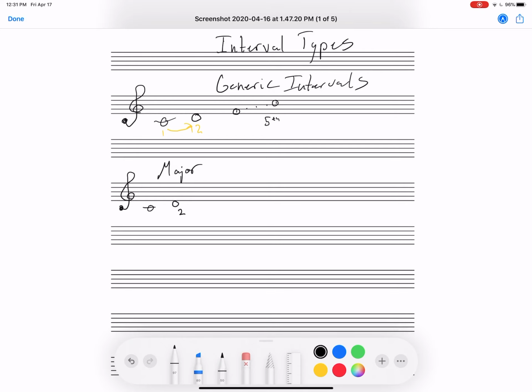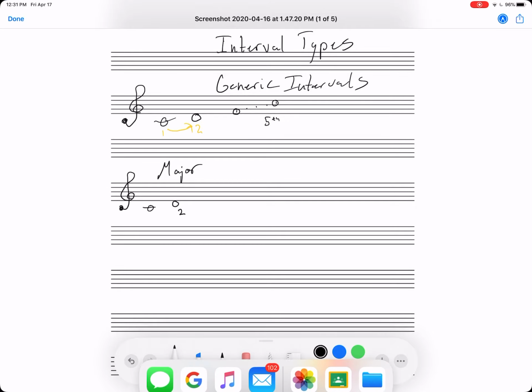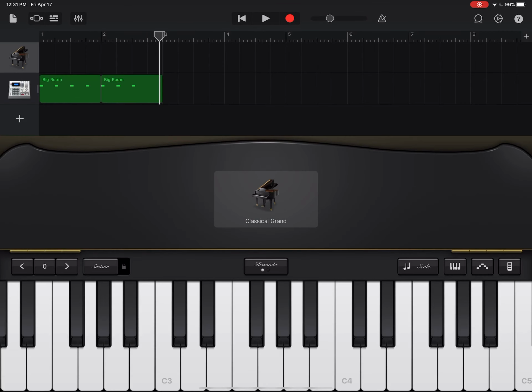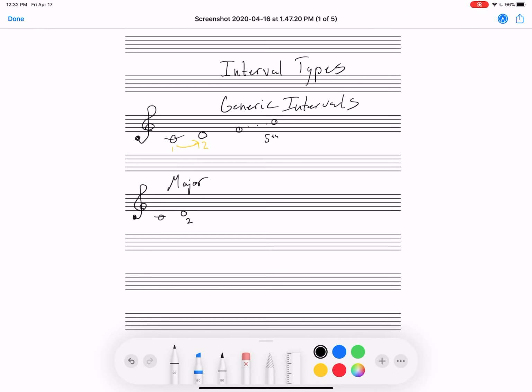The other way I can think about it, if I were looking at a keyboard, let's pull up a GarageBand keyboard here. If I'm going from C to D, I'm going to go up 1, 2 semitones or half steps. So I start on C and then I go 1, 2. So I go up 2 semitones, or 2 half steps, which is going to bring me to that major interval. Alright, let's go back to our file here.